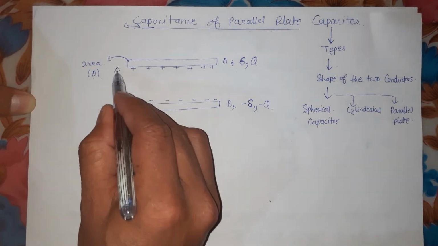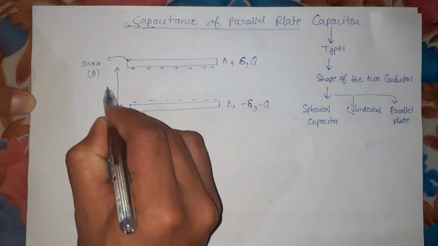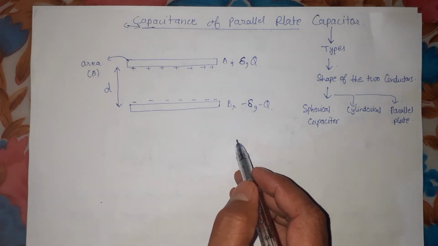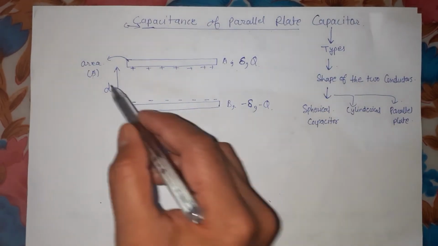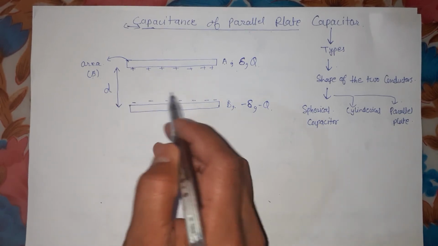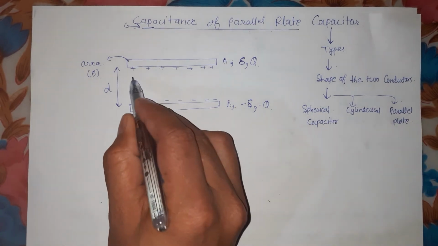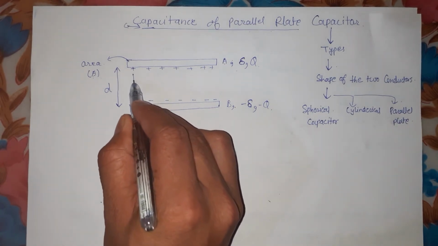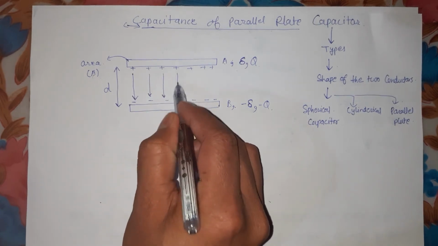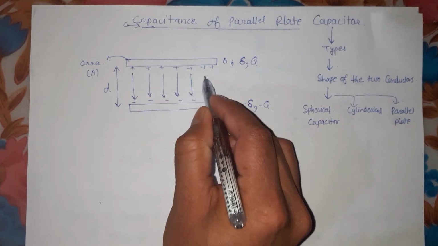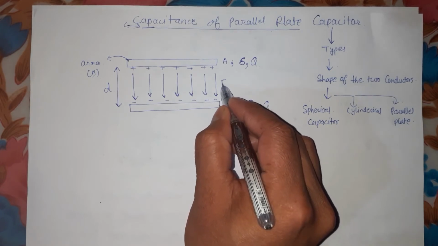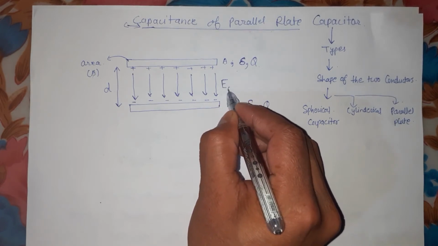Both of these plates are separated from each other by a small gap, which is the definition of a capacitor: two conducting materials separated by a small gap. Right now we are supposing that there is only air inside this gap. Student, the electric field is from positive to negative, and this electric field is a uniform electric field.